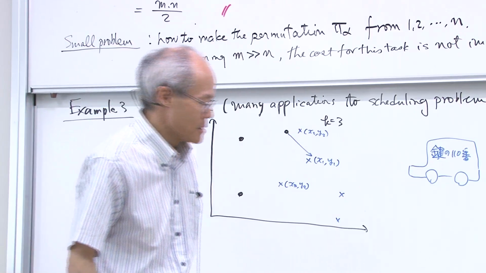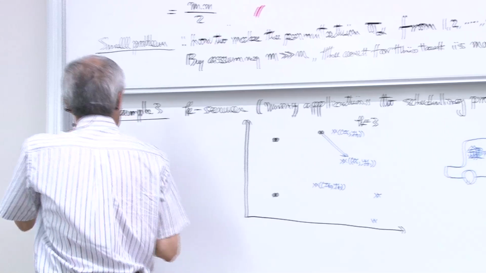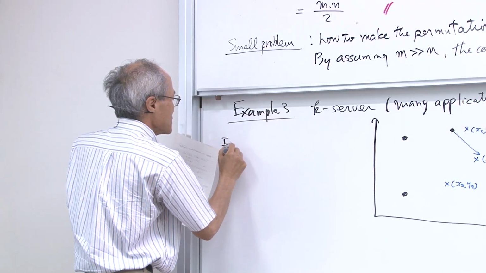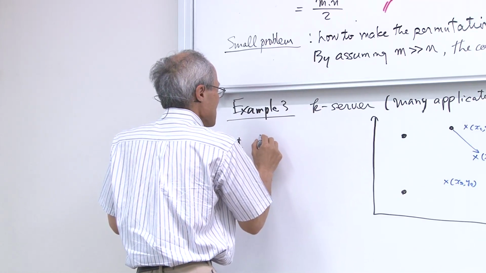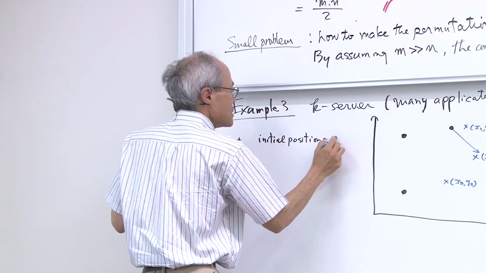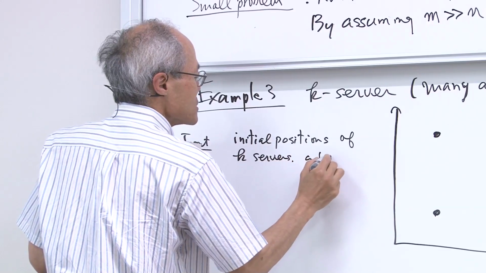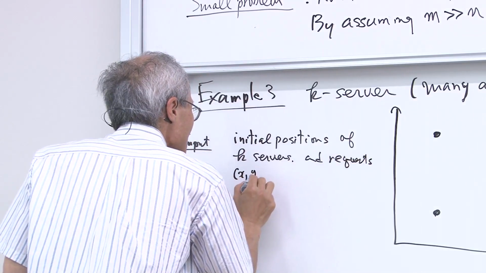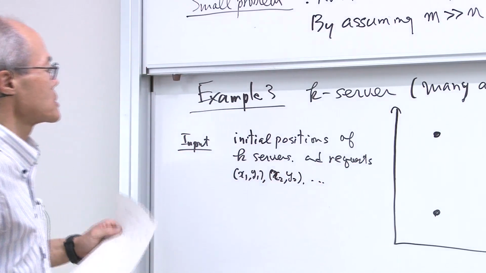So formally speaking, the input is the initial position of k servers and a request sequence of requests x1, y1, x2, y2, and so on and so forth.